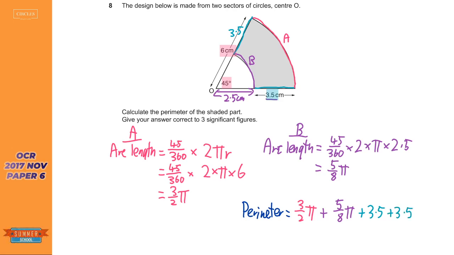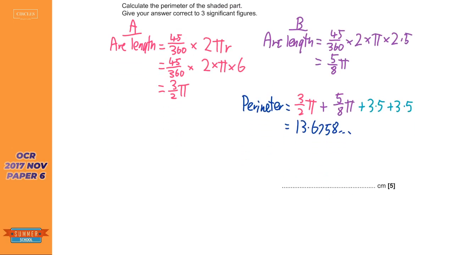So I'm just going to type that into the calculator. So plus that, plus 3.5 plus 3.5, and it gives me the answer of 13.6758 and so on. And this is the time now where I can round it, and I'm going to round it to 2 decimal places. If you've got a choice of how to round it, always do 2 decimal places or 3 significant figures.